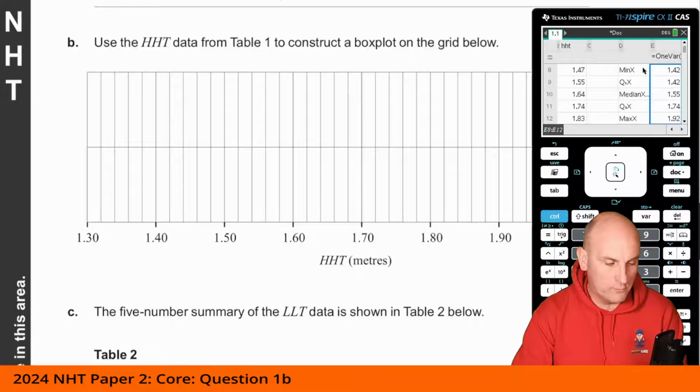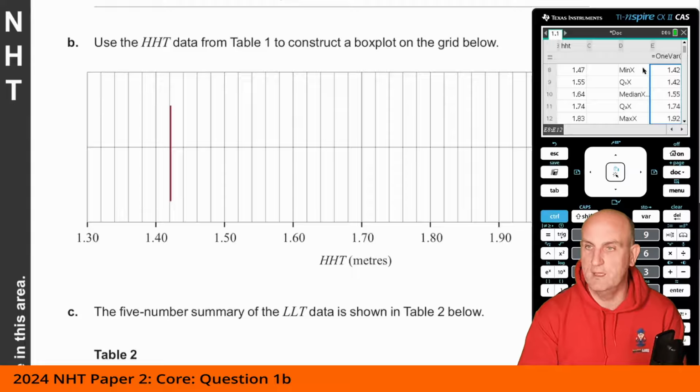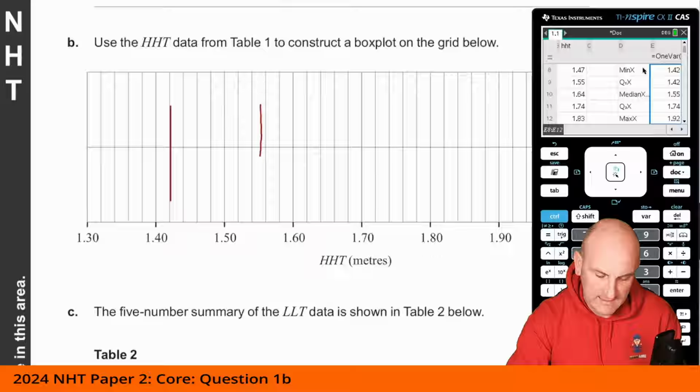So we want 1.42 as my minimum. So there we go, there is 1.42. And again, when I did this originally, I stupidly did it there and then realized pretty quickly that they weren't going up in 1s. So there's 1.42. That's actually my minimum. And my median is going to be 1.55. And again, I've got to be careful here because it's got to be smack bang in the middle.